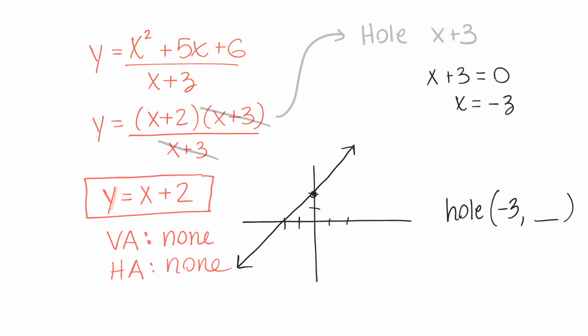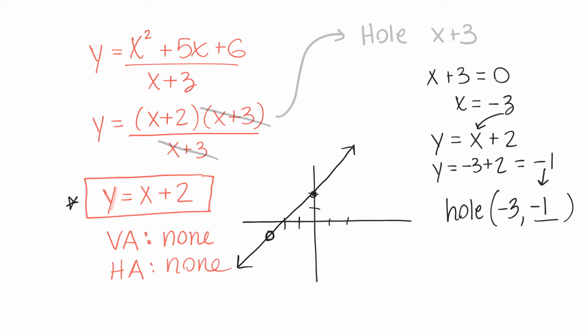So I'm going to plug this back into my function, and I'm going to plug it into the simplified function, right? If I put it in the original function, I'll get an undefined value. So I plug this into the simplified, and I'm going to get y equals -3 plus 2, which equals -1. So I know I have a hole at (-3, -1), which, if we look down here, makes sense. That falls right on my linear line, and I've got a hole there. So you don't have to have a rational function left over in order to have a point of discontinuity.